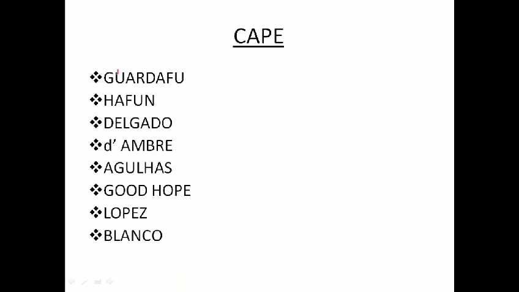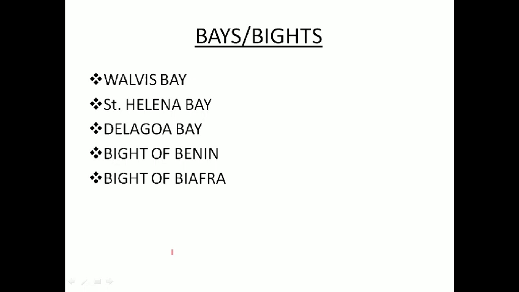Now capes: Guardafui, Cape Hafun, Cape Delgado, Cape Verde, Cape Agulhas, Cape of Good Hope, a very well known one, Cape Lopez, and Cape Blanco. So some of the famous capes. Now bays or bights. In the very first map I made it clear what a bay, a bight and a gulf are. So here: Walvis Bay, St. Helena Bay, Delagoa Bay, Bight of Benin, and Bight of Biafra. So these are some of the famous bights.